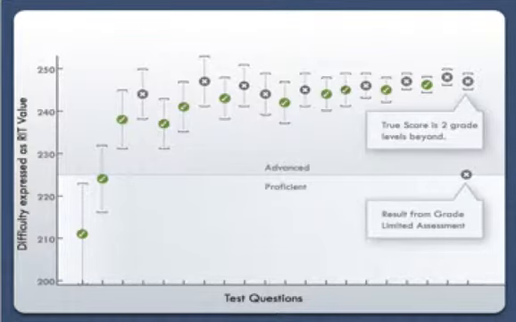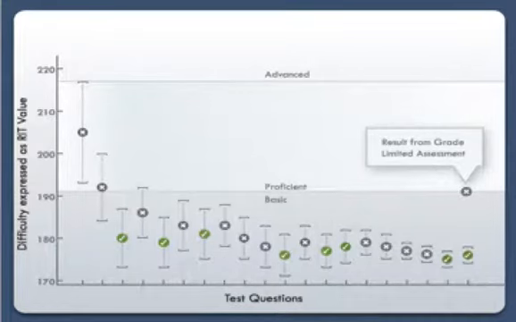Adaptive tests, though, allow us to test outside of the normal proficiency range. So if I have a student who is very far above grade level, I can zero in really closely on where they are. Just like if I have a student who's well below grade level, I can also zoom in on where they're at.